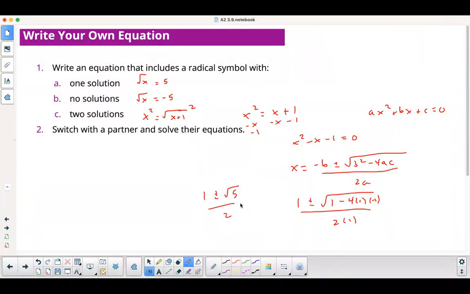And then if I want to get decimals, I could. I'll go ahead and do it. 1 plus the square root of 5 divided by 2. So I get 1.62. And then I do 1 minus the square root of 5. I get -0.62. So I do get two solutions. So there's my equation. Let me get rid of these squareds here. Oh, shoot. Rewrite that.